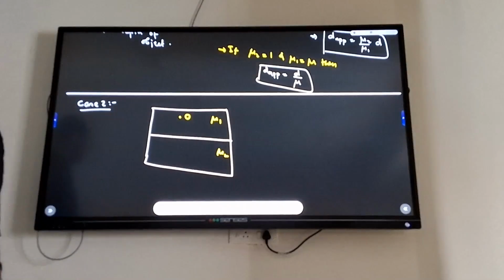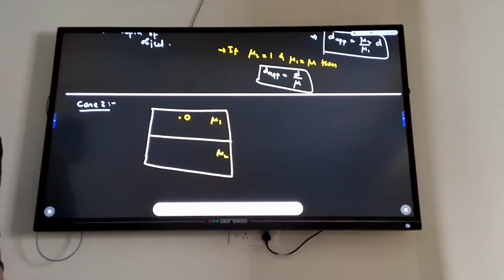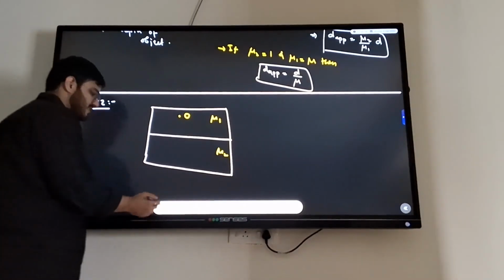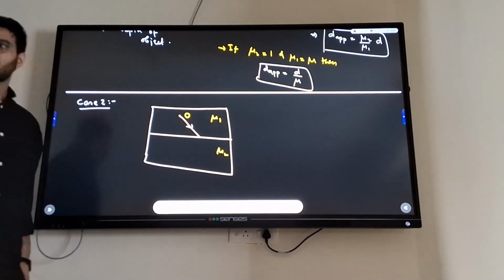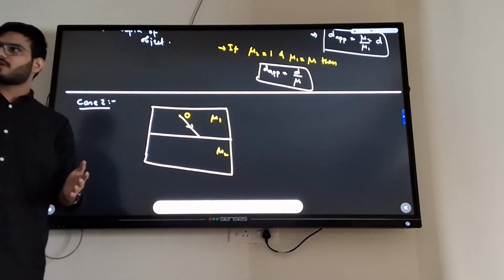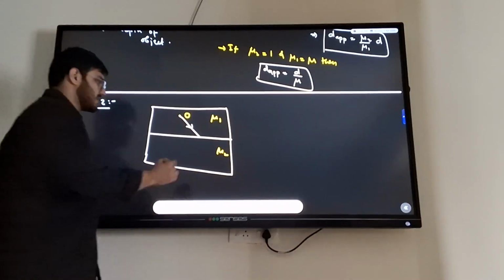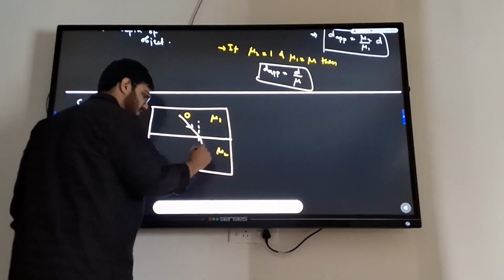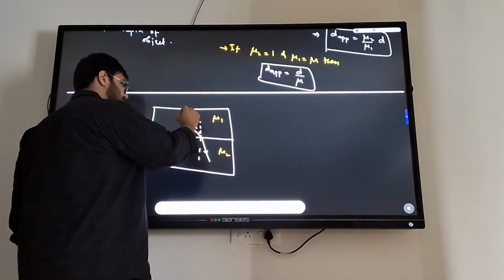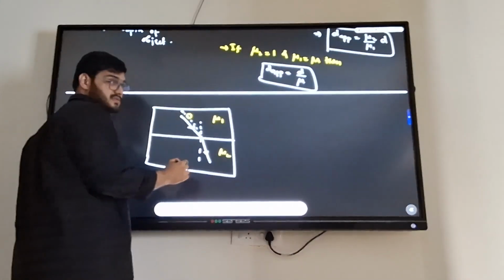क्या हो रहा है इधर? The rays will come out like this. Will it bend towards the normal or away from the normal? Towards the normal. So कैसा होने वाला है? ऐसा होगा. And if I extend the rays backwards, then I will find an image here.